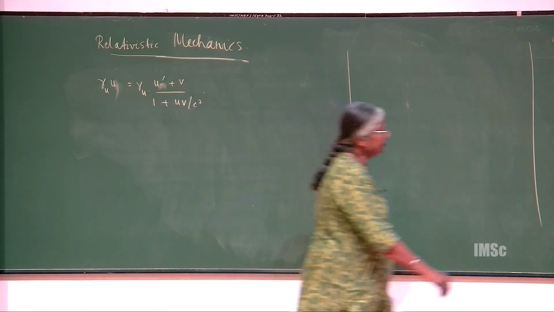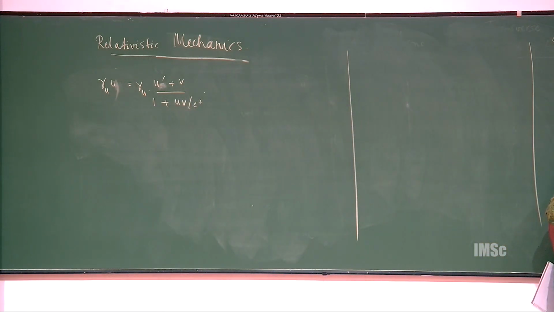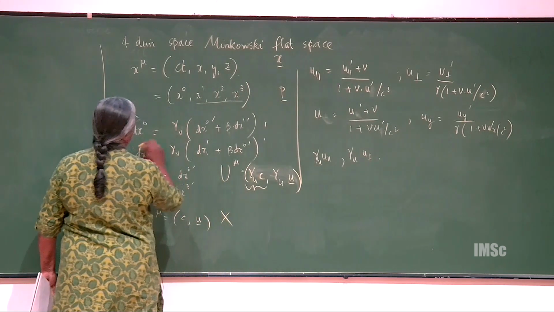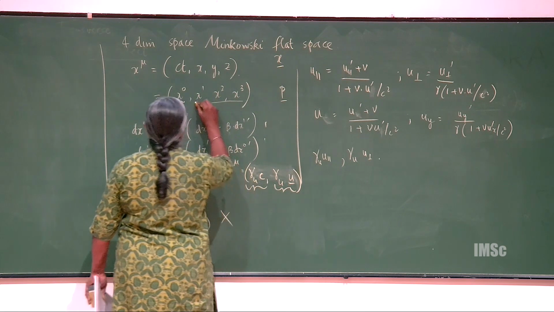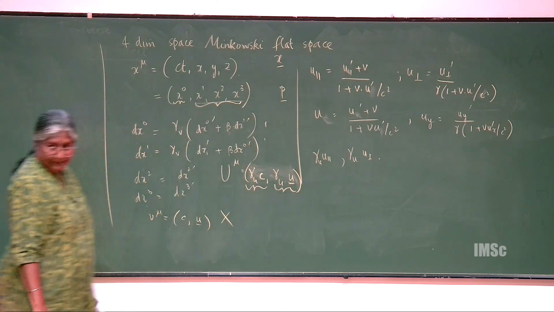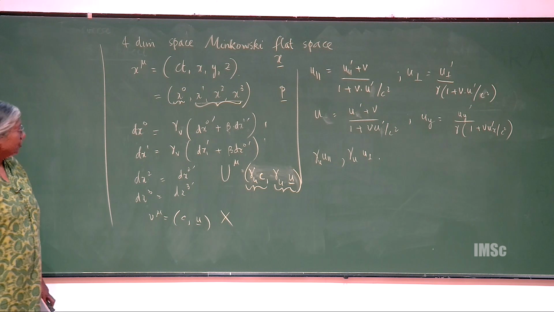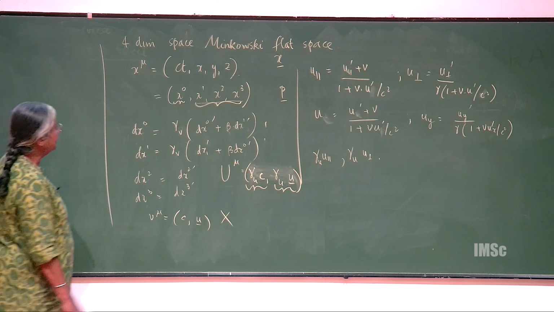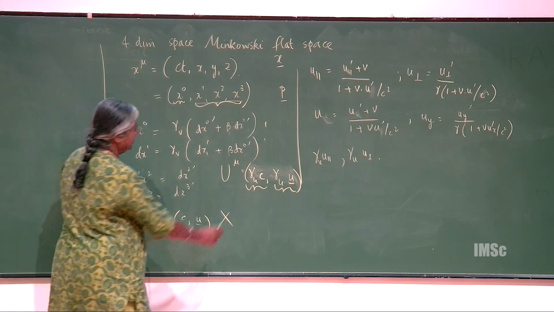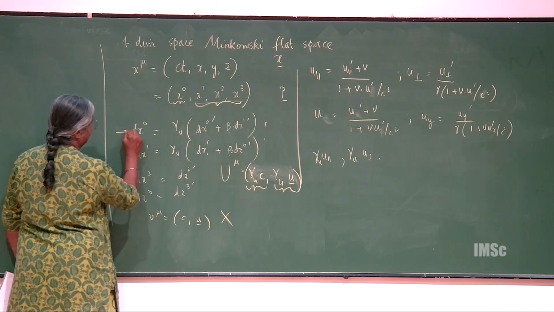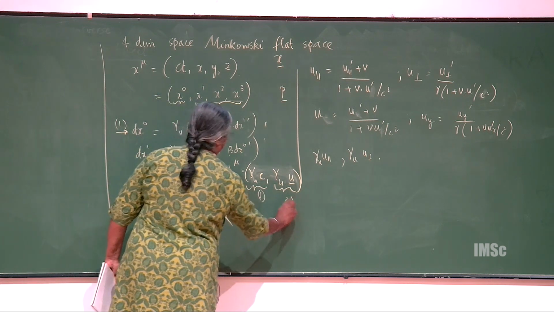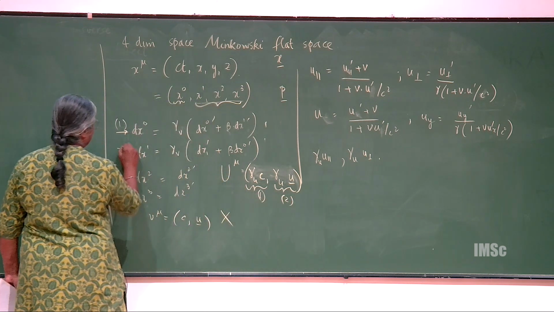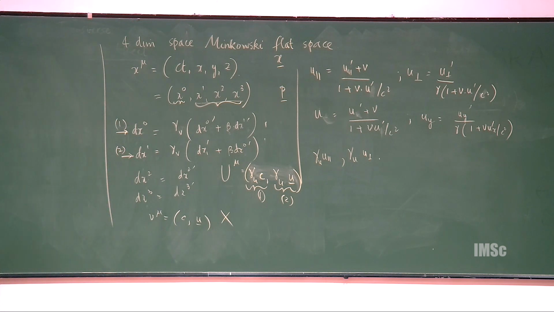Now what does this mean? If this is a proper 4 vector, this has to transform like x naught and this has to transform like x. Is it clear? So what are the transformations? That means now we will take only one component. That means this has to transform like equation 1 and this has to transform like equation 2.